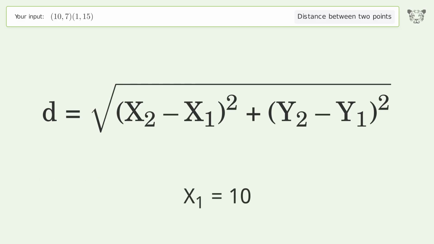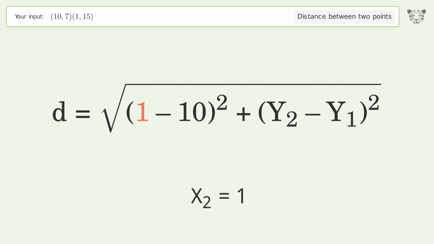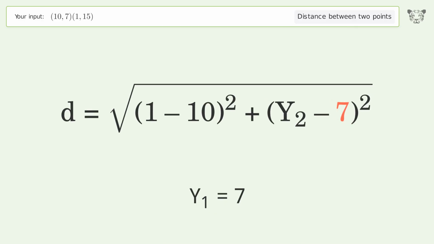x1 equals 10. x2 equals 1. y1 equals 7. y2 equals 15.